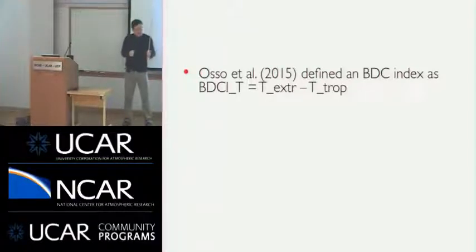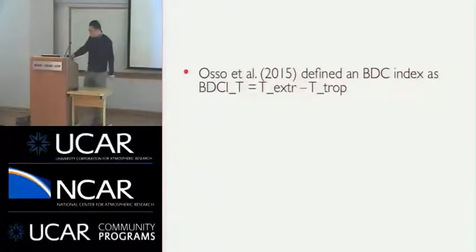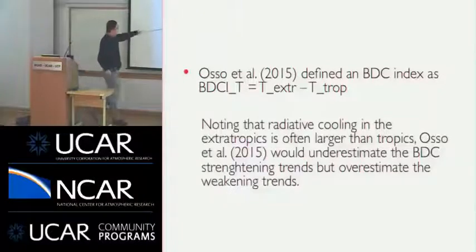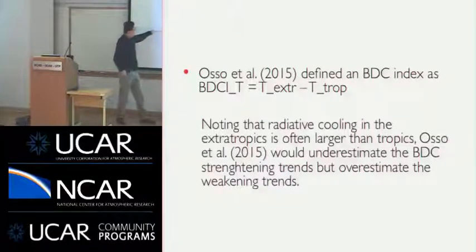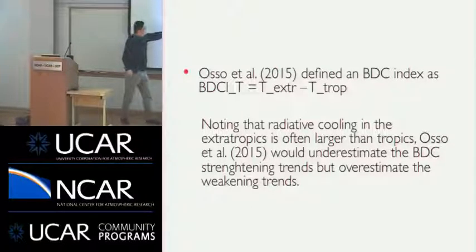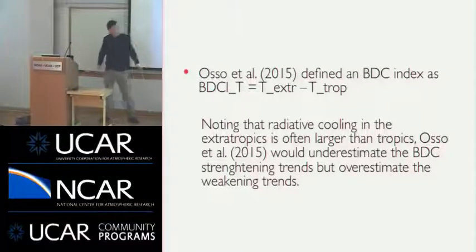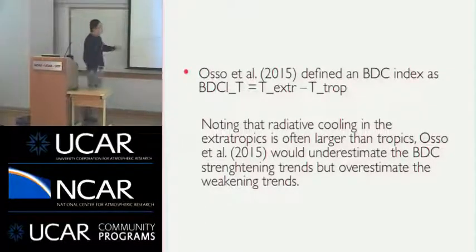But now, if the radiative cooling in the high latitude is larger than the cooling in the low latitude, you have contamination here. So would it mess things up? Yeah. But we know, actually, that the radiative cooling in the extratropics is often larger than in the tropics. So their study actually underestimated the Brewer-Dobson circulation strengthening trend, but overestimates the weakening trend. So that can explain why they get different results from what we get.